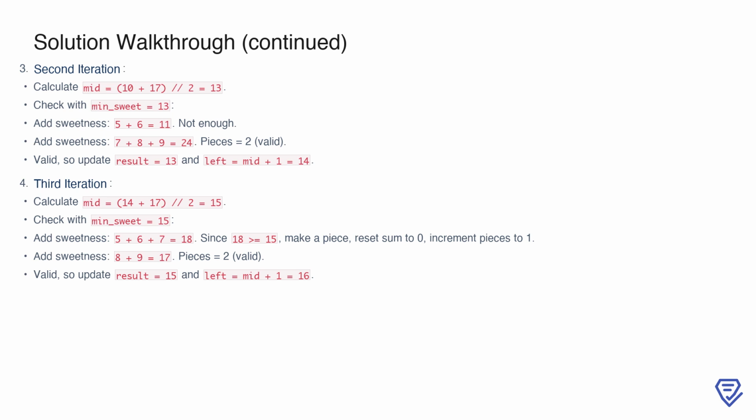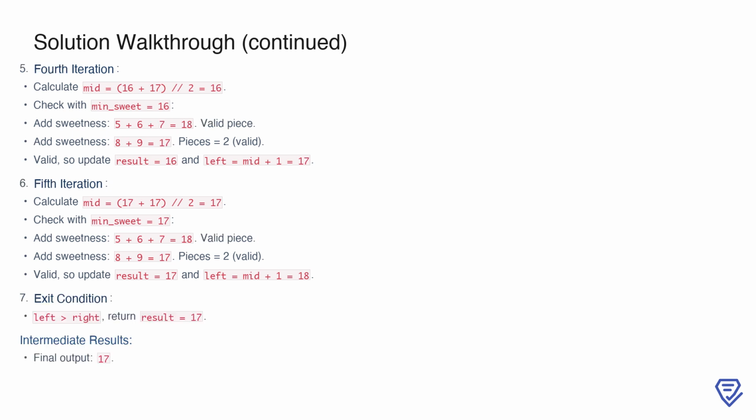Adding the first three elements, 5, 6, and 7, results in a sum of 18, which is greater than or equal to 15, allowing us to form one piece. Adding the remaining elements, 8 and 9, forms another piece. This gives us two valid pieces, so we update the result to 15 and set left to 16 to continue exploring higher values. In the fourth iteration, the midpoint is 16. Adding the first three elements, 5, 6, and 7, results in a sum of 18, which forms a valid piece. Adding the remaining elements, 8 and 9, forms another valid piece.